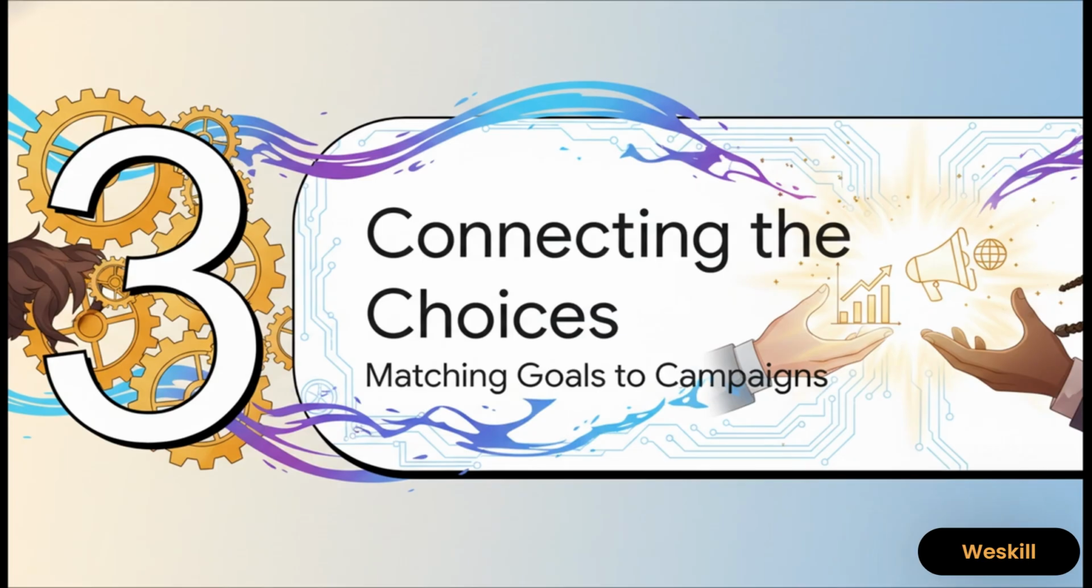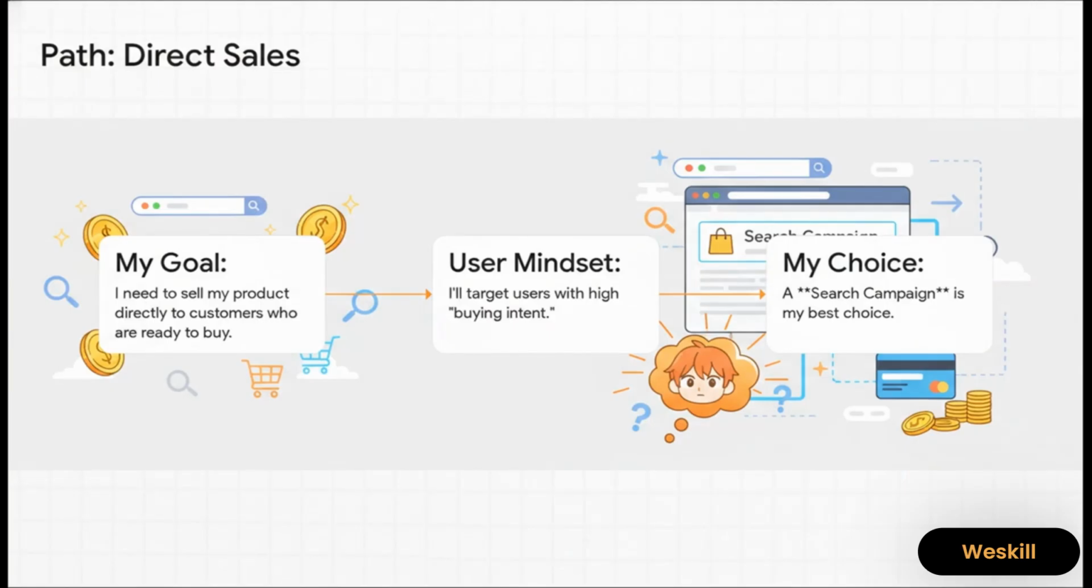All right, so we've got our goals, we've got our campaign types. Now for the fun part. The magic really happens when we start putting them together. Let's see how this all builds out into a simple but really powerful strategy. Let's just walk through a quick example. Let's say your goal is sales. You need to find people who are ready to buy something today. That means you're hunting for high buying intent. So where do you find them? On a search engine, right? So your logical choice is a search campaign, putting your ad right in front of someone who is actively looking for exactly what you sell.